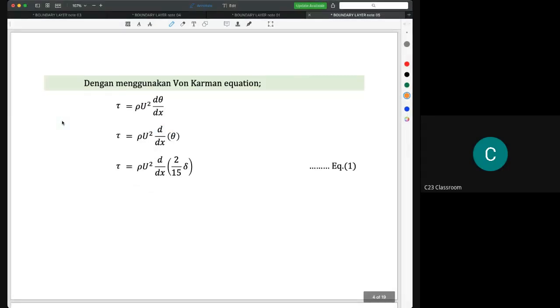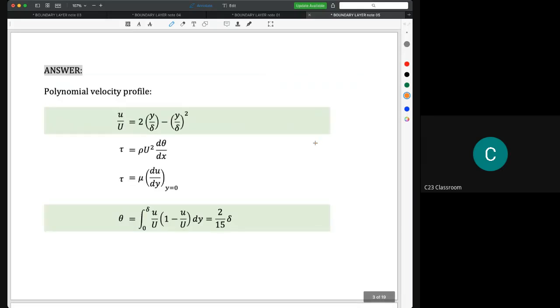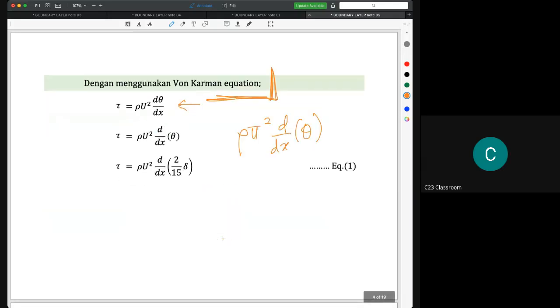Okay, then we use the von Karman equation. First we are using the von Karman equation: tau is equal to rho u squared d theta over dx, which can also be written as rho u squared d over dx for theta. Theta here can be substituted with the value that we calculated previously. So now we have tau equal to rho u squared d over dx for 2/15 delta.